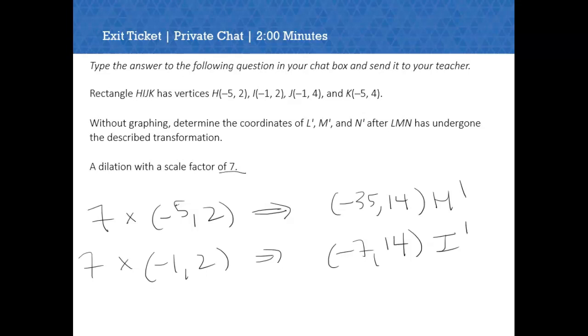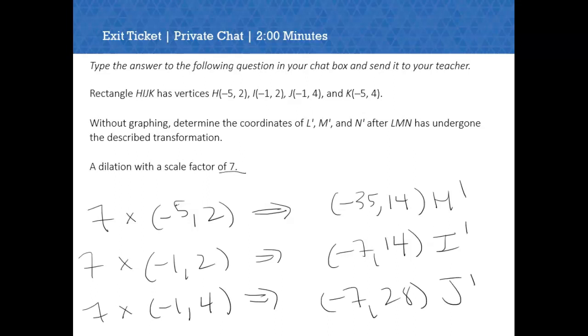Oh, this is asking for LMN. Oh, this is HIJK, describe. I'm not 100% sure. I think they mix up their numbers there. So we're just going to call these prime because they didn't tell us how it was transformed. All right. So then 7 times (-1, 4), (-7, 28) would be J prime. And then let's do K up here. 7 times (-5, 4) takes us to (-35, 28), which is K prime.